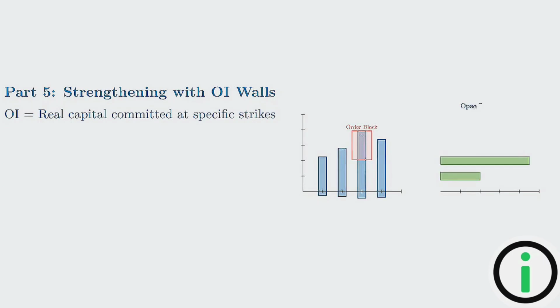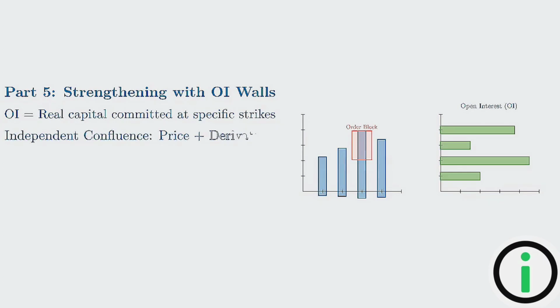Combining these 2 means you are checking whether the chart-based zone you found is also a zone where large option writers have already staked capital to defend. This is one of the few genuinely independent confluence layers you can add to SMC, because OI comes from the derivatives market, not from the price action itself.